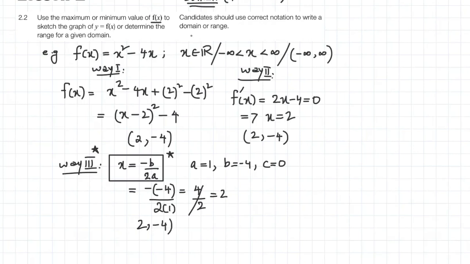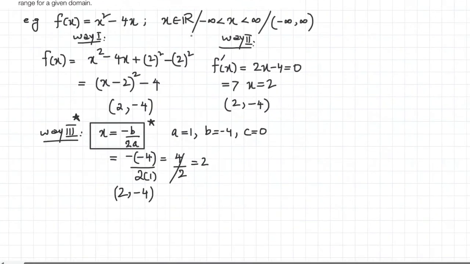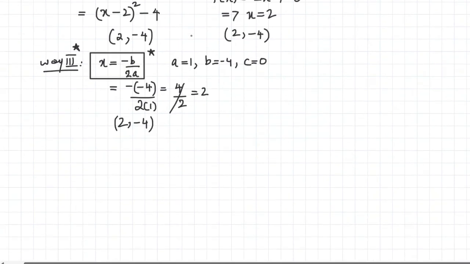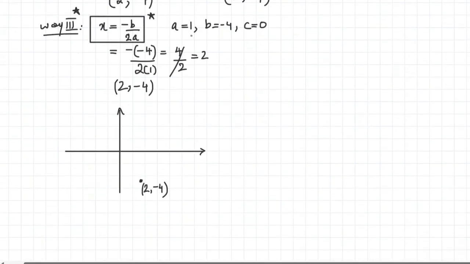So 2, negative 4, that's the vertex. Now, step two, how do you identify the range? You need to sketch this function. I'm going to be sketching it right here. There is no restriction on the x-axis. x can take any value. I'm going to put a 2 and a negative 4. It's just a sketch, remember, 2 and negative 4. Okay, what is the y-intercept?